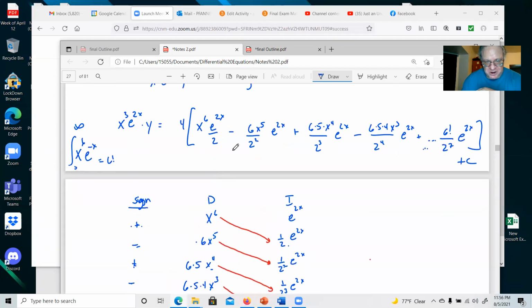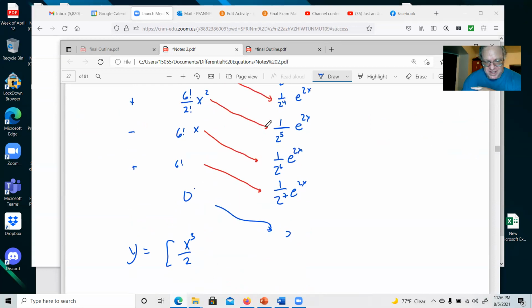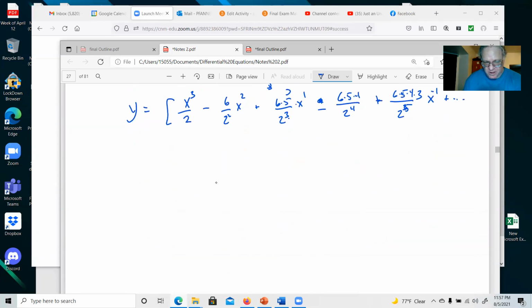Now what's my next term? It's x squared, 6 over 2 squared x squared, plus 6 times 5 over 2 cubed x to the 1, plus 6 times 5 times 4 over 2 to the 4th, just no x's, plus 6 times 5 times 4 times 3 over 2 to the 5th, oh, I forgot my plus, minus, plus, minus, x to the negative 1, plus dot, dot, dot, and then we'll say plus c e to the negative 2x times x to the negative 3, and that'll be our answer for that one.